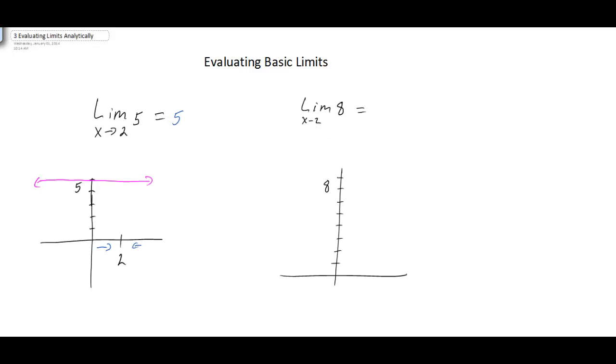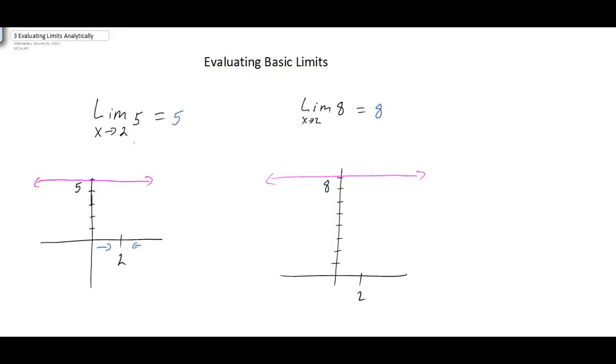For example, over here, if we say what's the limit of 8 as x approaches 2, well, once again, 8 is a constant function, so you have a horizontal line, and as we approach 2, your y value, our limit, is approaching 8.